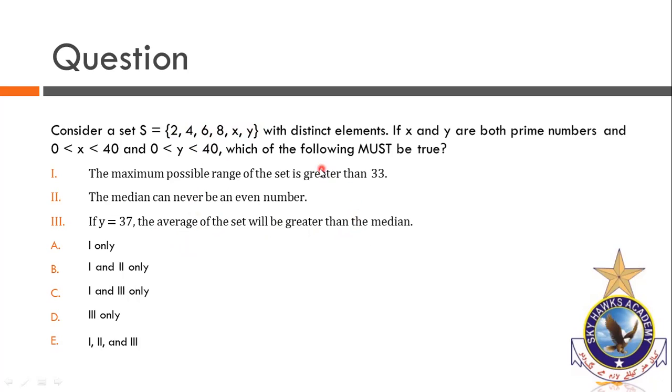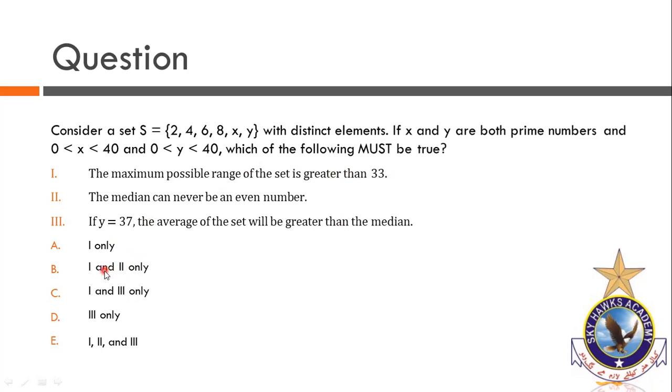So what we'll have to do, these are the three possible things. One is the range, second one is about the median, third one is about the average or mean. So range, mean, and median. So what can be possible? That one only, what I mean to say, one only means that if you can, after finding out x and y, so its range can be greater than 33.